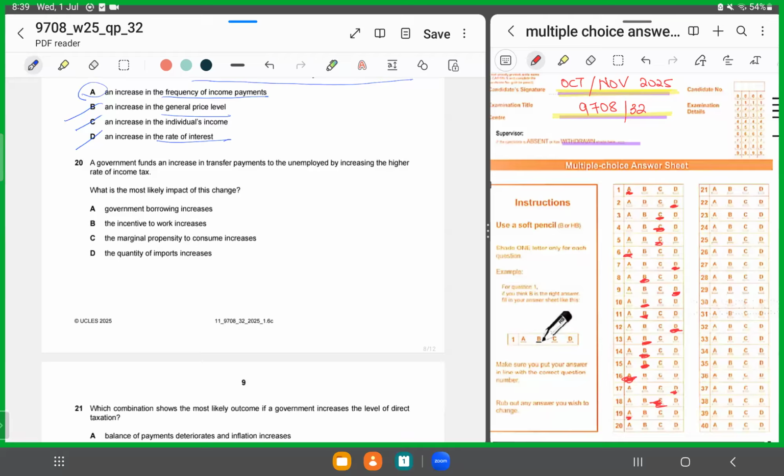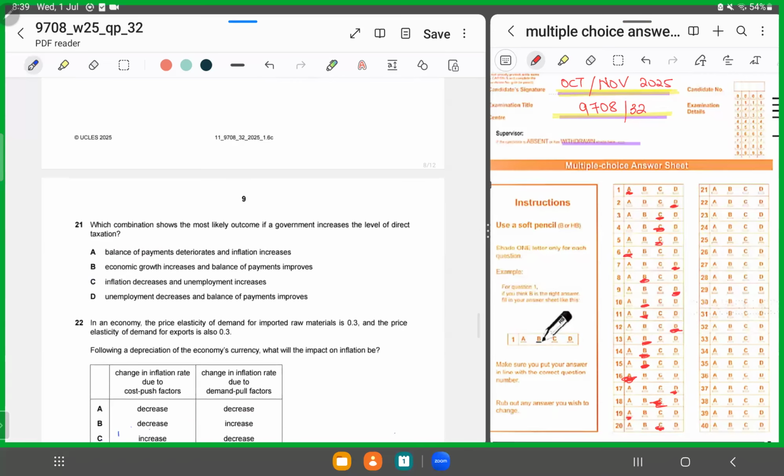Now, if the rich are taxed to pay for the unemployment benefits, the money is going to be transferred from rich households to those that are unemployed. So from those with a low marginal propensity to consume to a high marginal propensity to consume. So, what should be the answer? C. The marginal propensity to consume should increase. So for 20, we'll shade in C as the correct answer.